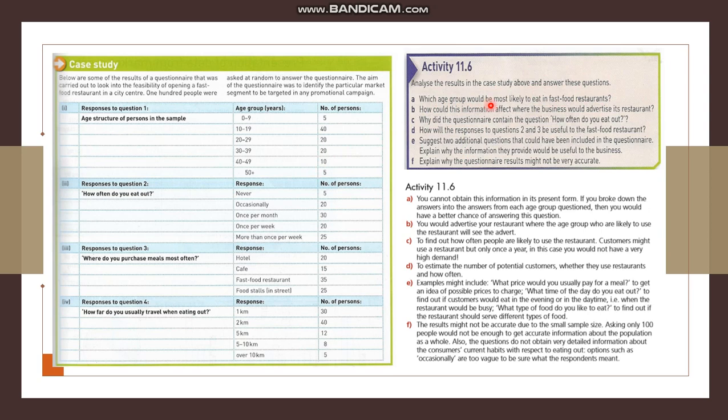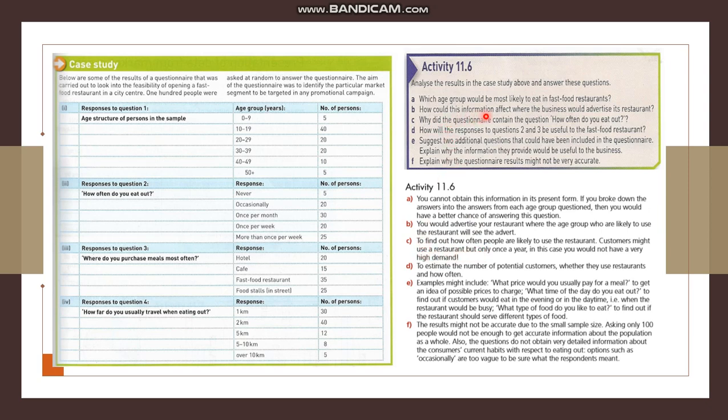A, which age group would be most likely to eat in fast food restaurants? We thought we can find the answer to A by looking at how they constructed the questionnaire. But you cannot obtain the information in its present form. If you broke down the answers into the answers from each age group, then you would have a better chance of answering the question.